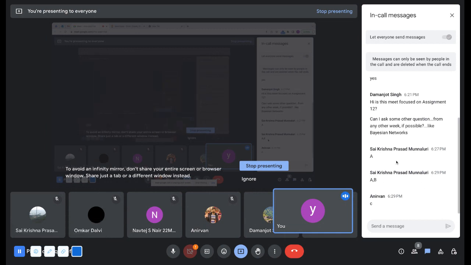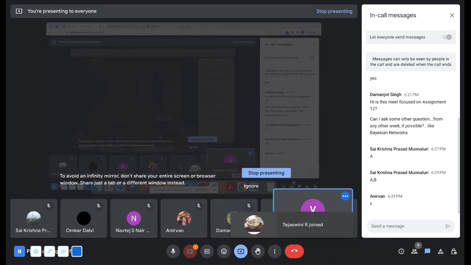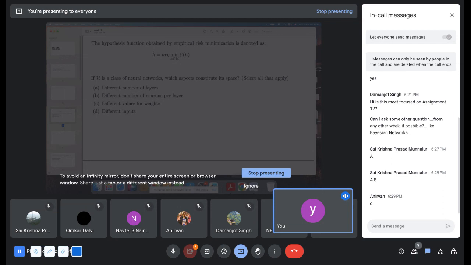Yeah, C is the correct answer, because your hypothesis is determined by the weights of your neural network, or any regressions, or anything. Okay, so yeah.